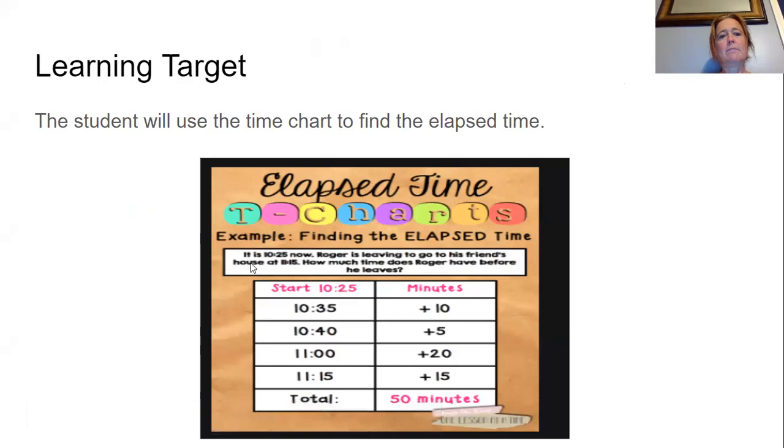The example is, it is 10:25 now. Roger is leaving to go to his friend's house at 11:15. How much time does Roger have before he leaves?